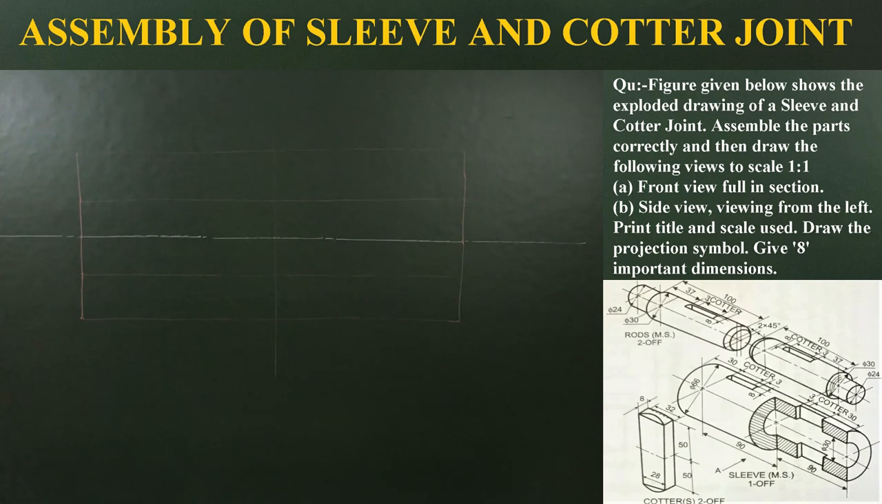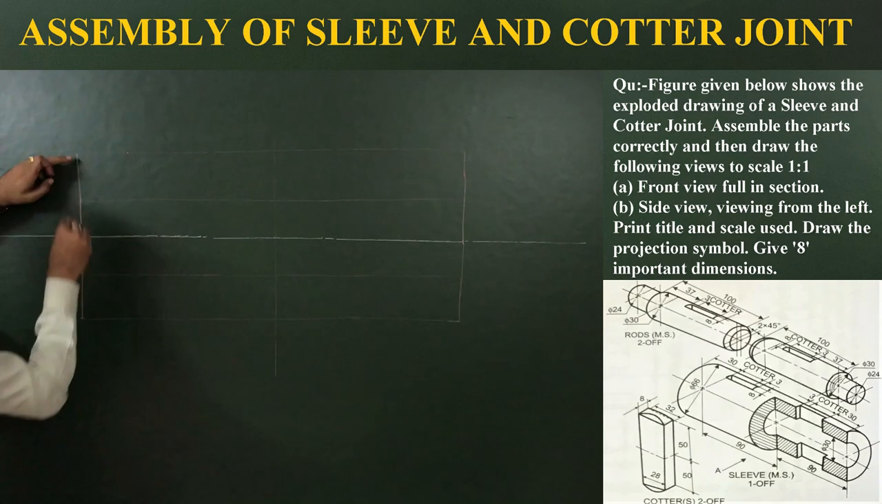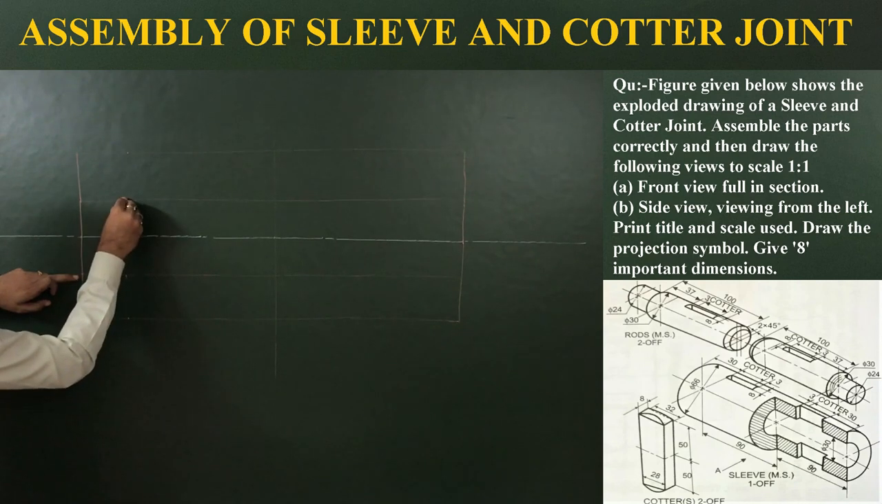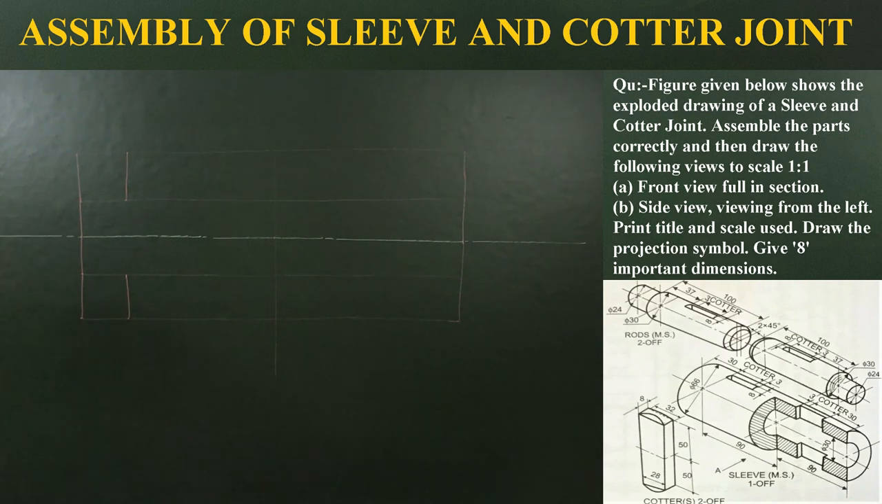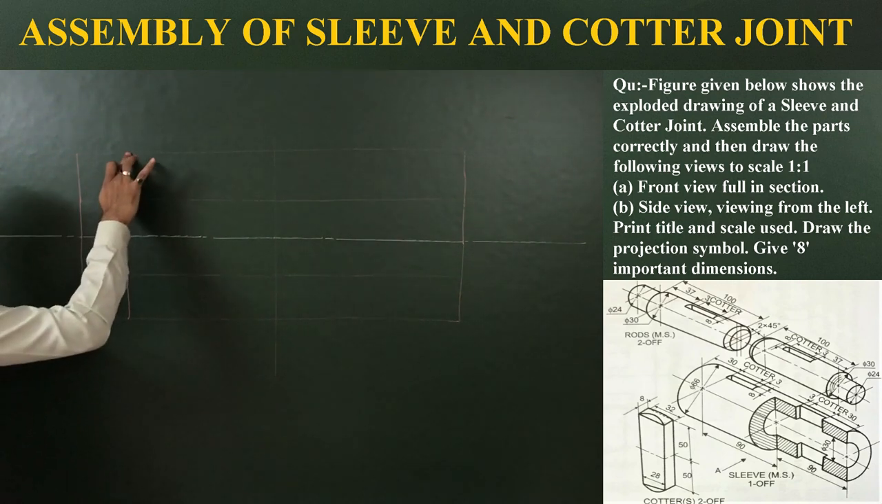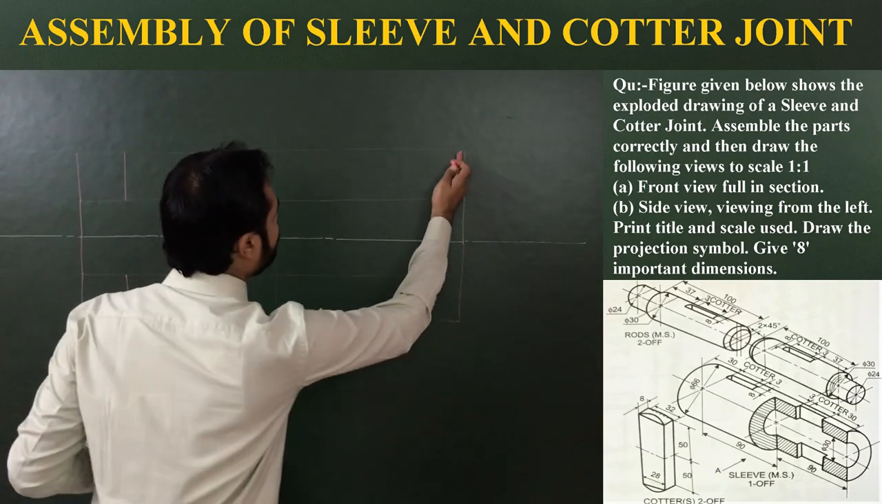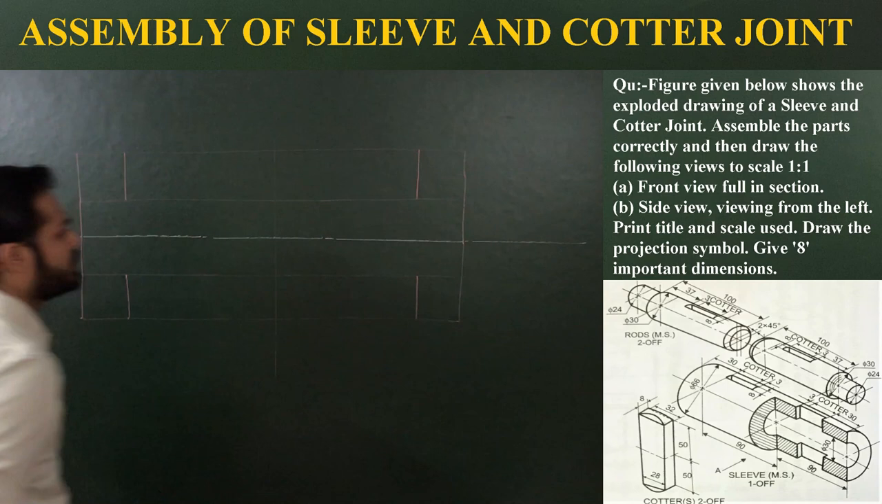After the sleeve, we have to mark its ends for the slot. For the slot, the given distance is 30 from the extreme left and 30 from the extreme right on the sleeve. So from this point 30, from this point 30, 30 and 30. These are the limits of the quarter slot on the sleeve. Similarly on the right hand side, from the corner 30, from the corner 30.